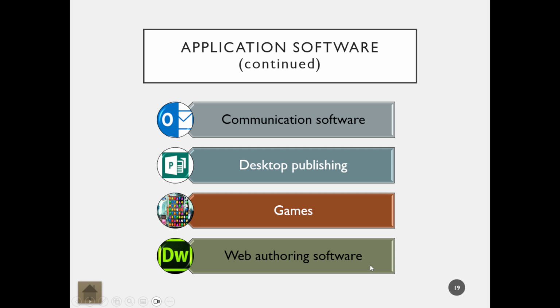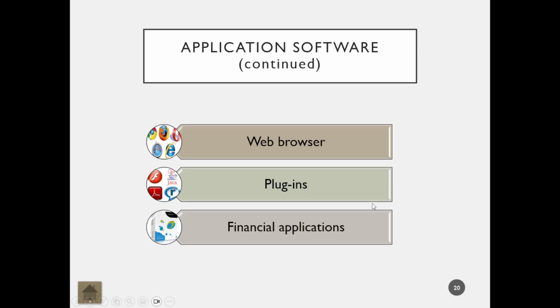There are other types of application software as well, like communication software, desktop publishing, games, web authoring, web browsers, plugins, and other financial applications.